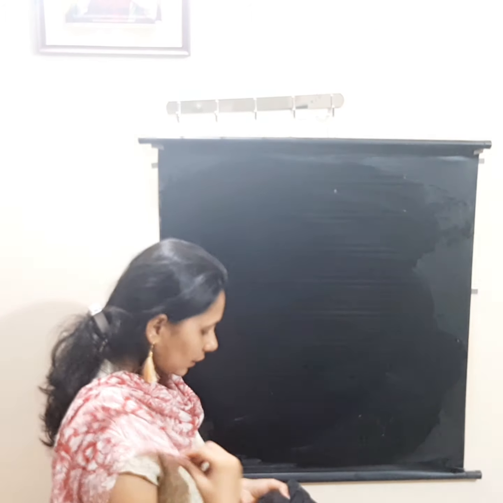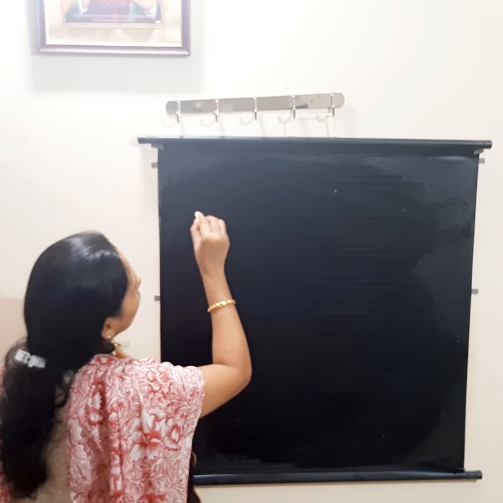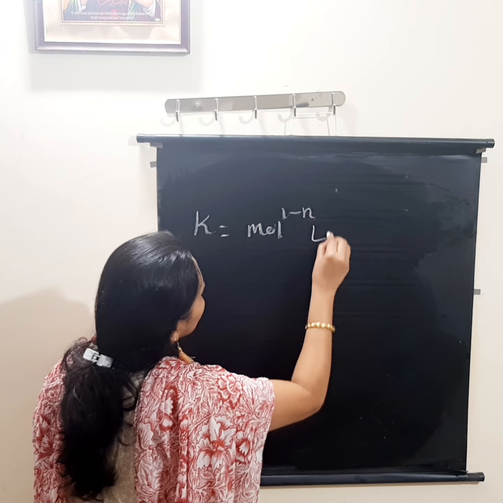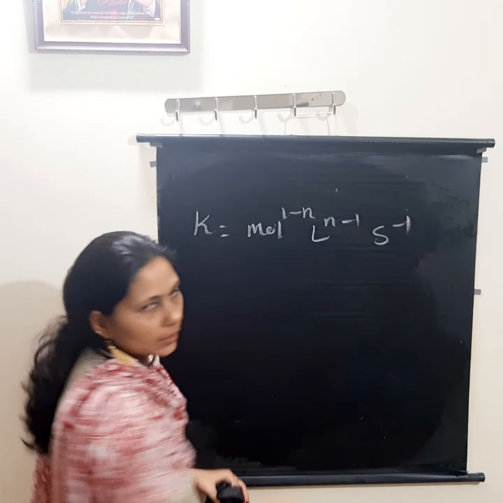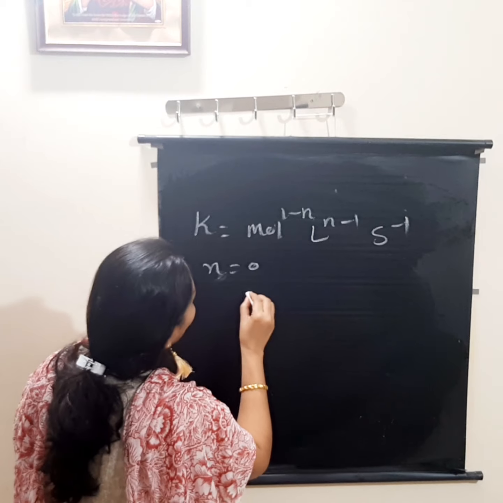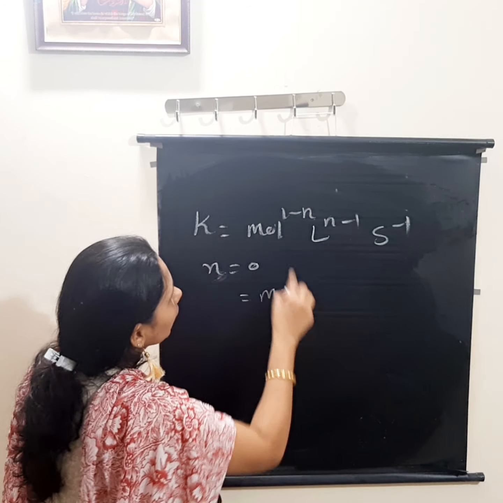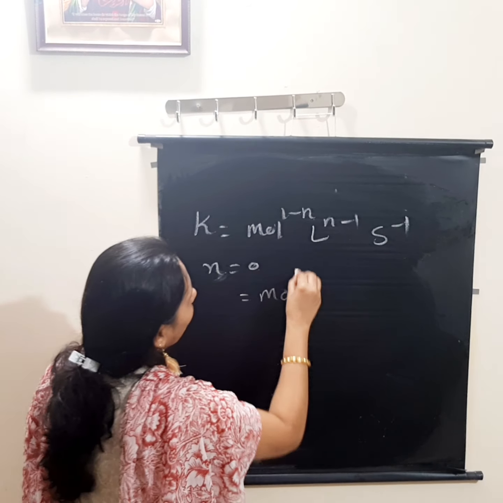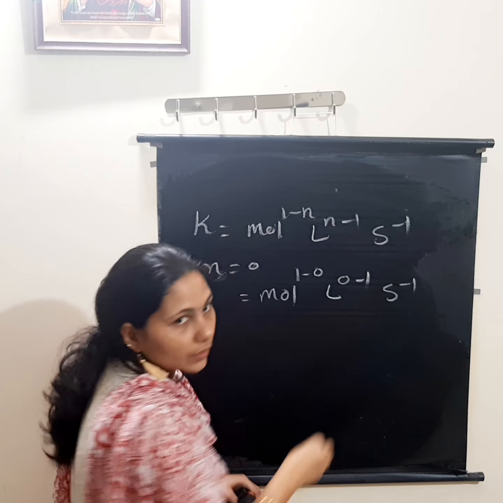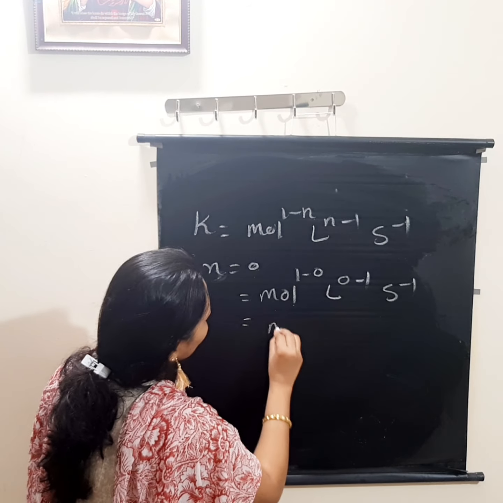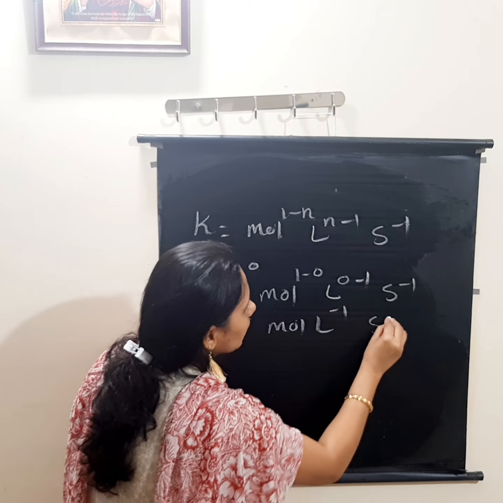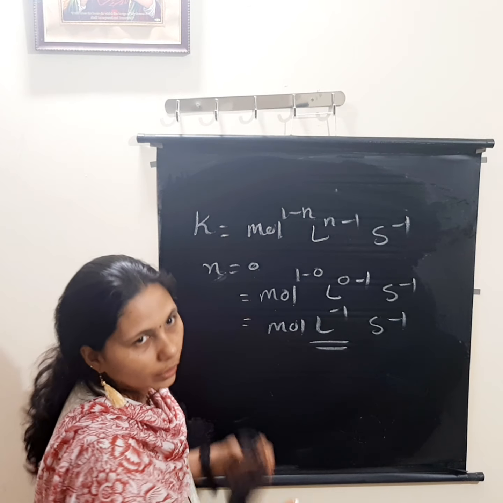So generally, how can we calculate the unit of a reaction? The rate constant k is given by mole raised to 1 minus n, liter raised to n minus 1, second inverse. For example, if order n equals 0, how will we calculate? Mole raised to 1 minus 0, liter raised to 0 minus 1, second inverse. That is mole raised to 1, liter raised to minus 1, second inverse, for a zero order reaction.